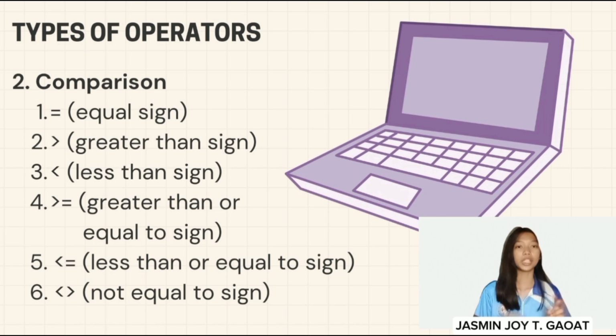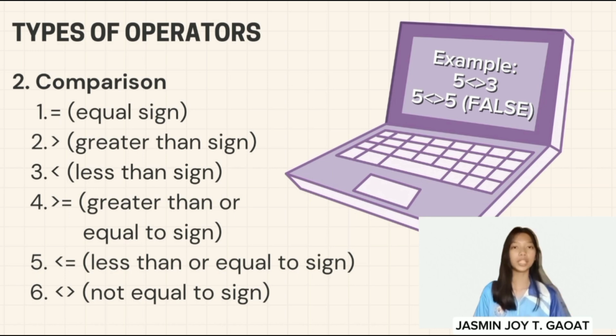Last is the not equal to sign. This sign checks if two values are not equal. For example, 5 is not equal to 3 means true. But 5 is not equal to 5 results in false because 5 is equal to 5.